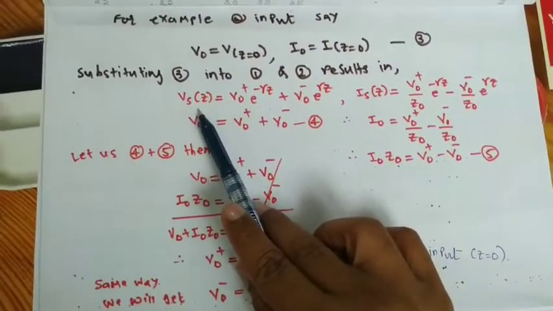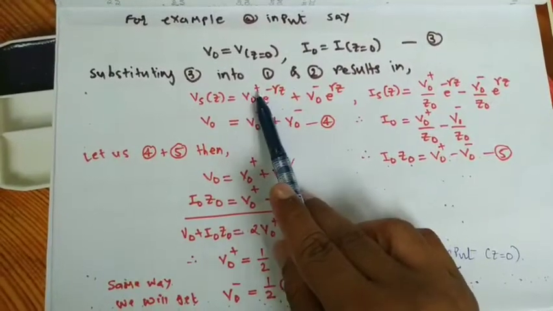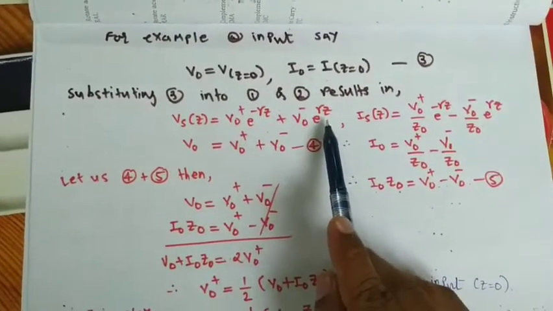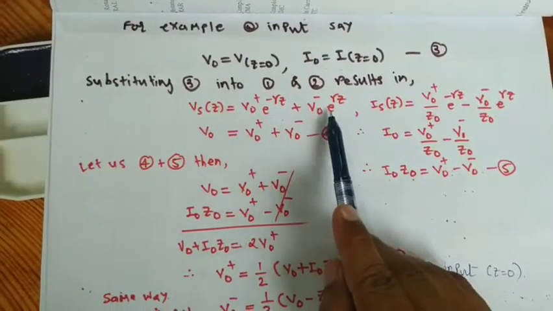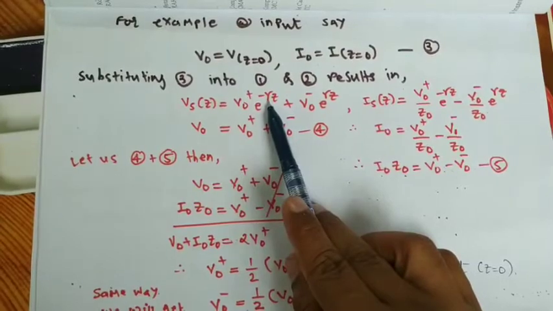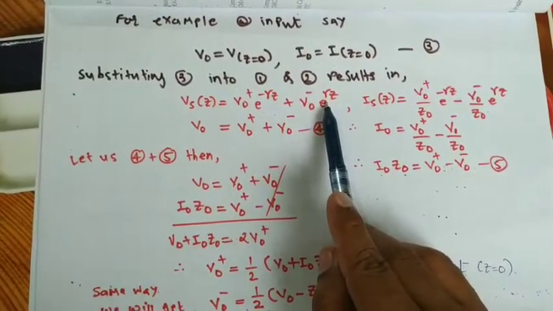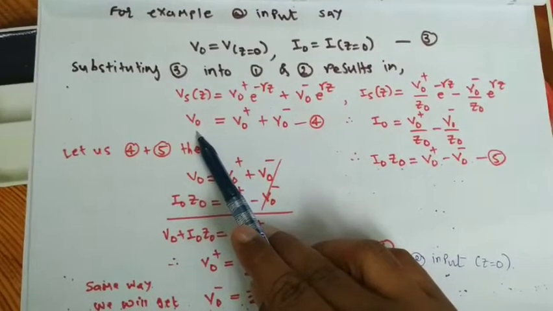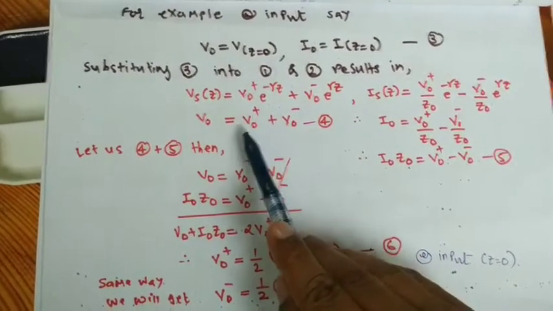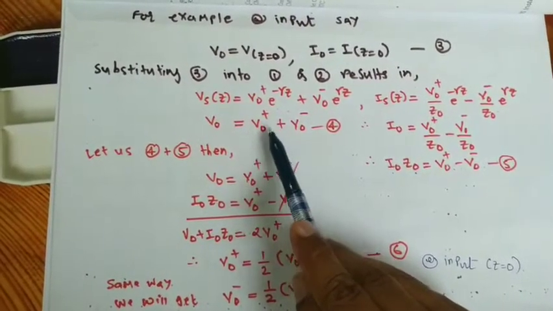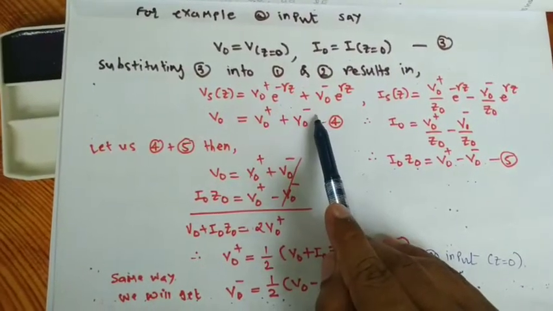So Vs of z will become V0 plus e raised to minus gamma z plus V0 minus e raised to gamma z. And because at z equal to 0 this term will become 1, this term also becomes 1. So finally we will get the voltage at the generator side, V0, which is nothing but the sum of the amplitudes V0 plus and V0 minus.